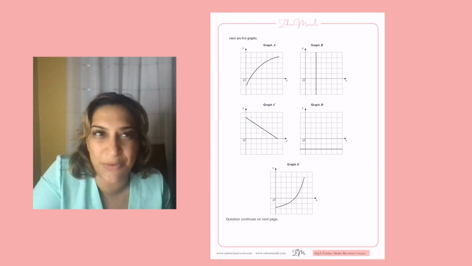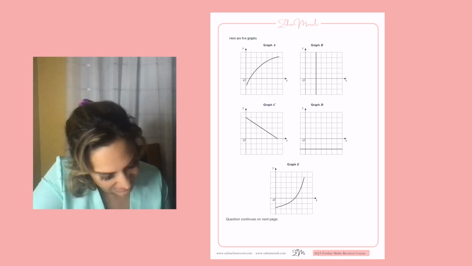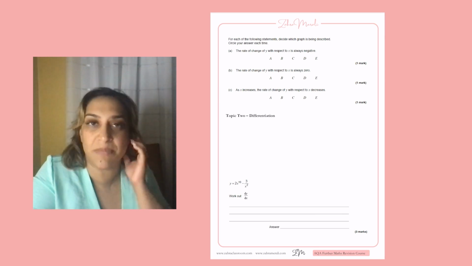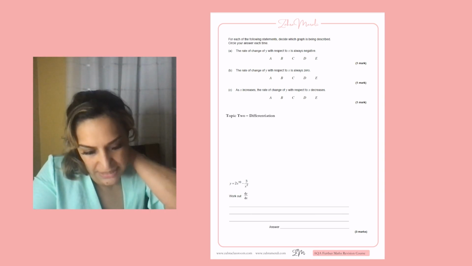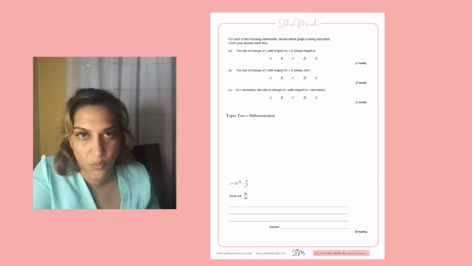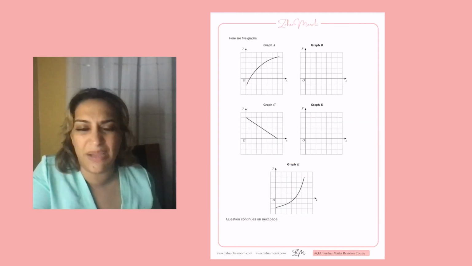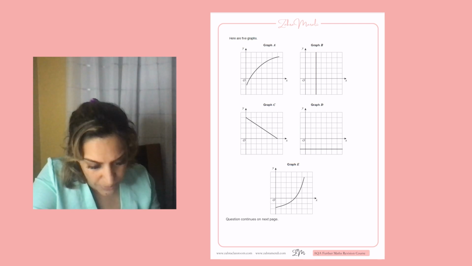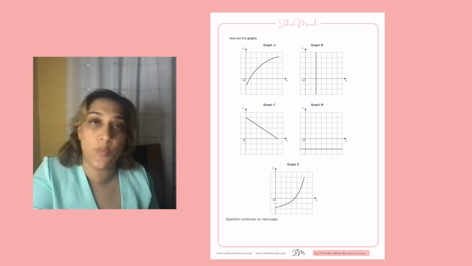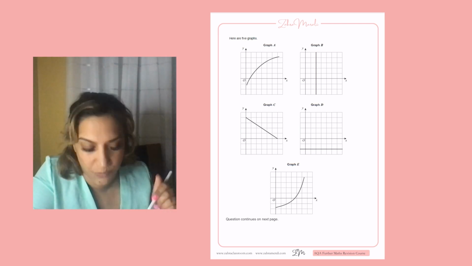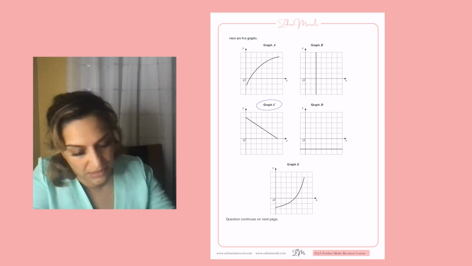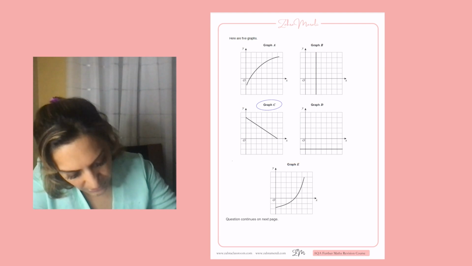Okay, now we've got 5 graphs, and the question asks us different things about them. So the first bit is the rate of change is always negative. So that means it's always going to be sloping downwards no matter which point we look at. So if we have a look, that's going to be graph C. So graph C, we know, is always negative.